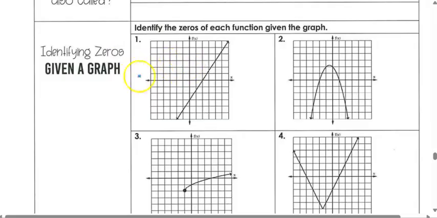Okay, so if I look at this one, what are the zeros? It's where the graph touches the x-axis, so it's right here. So this zero is x equals 2. All right, number 2, this graph, where does it touch the x-axis? Well, it's right here and right here. So this one has two solutions. So x equals -2 or +1. So we can have more than one solution.